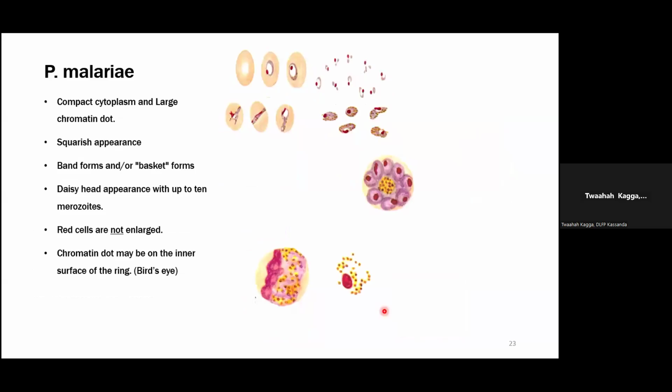Then when we come to P. malariae, the distinguishing feature is the compact cytoplasm. It has a compact cytoplasm and a larger chromatin dot. The chromatin dot for P. malariae is larger compared with that of P. falciparum. It also has the band forms in a thin film.